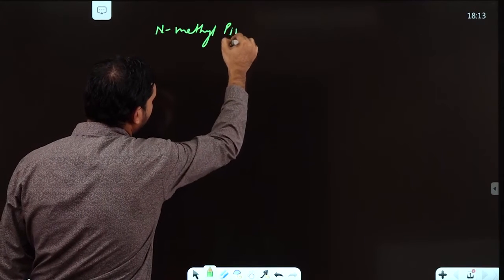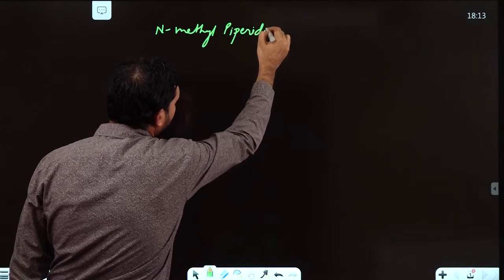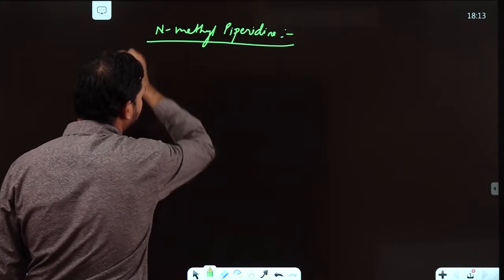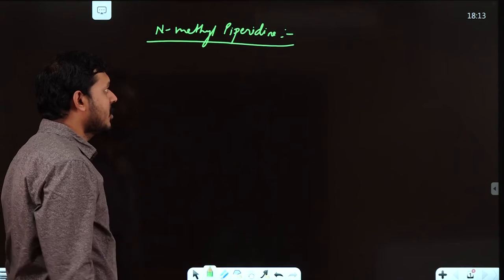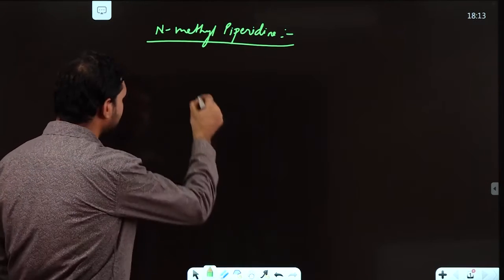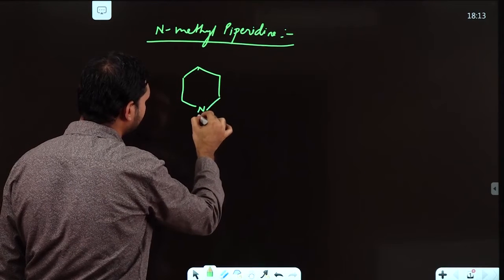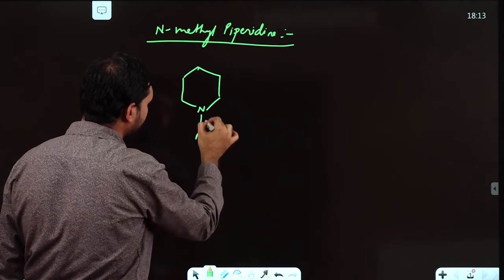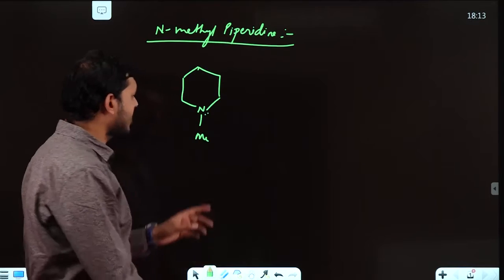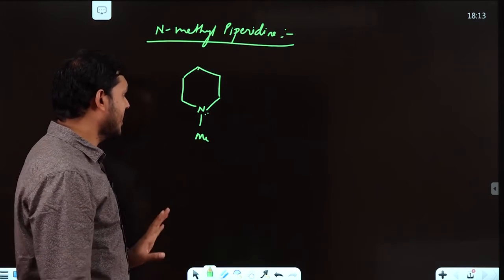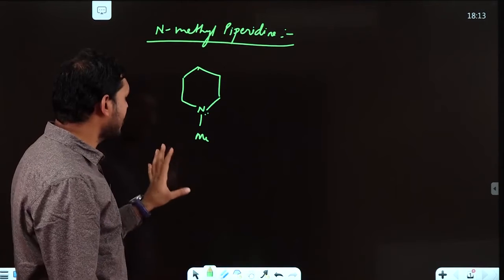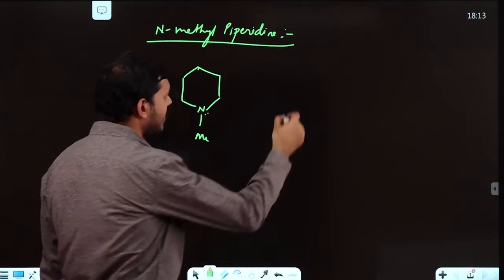N-methyl piperidine. N-methyl piperidine. Now first of all, let's see what this compound is. This is your N-methyl piperidine. If I have to draw the conformer of this compound, how will it be?